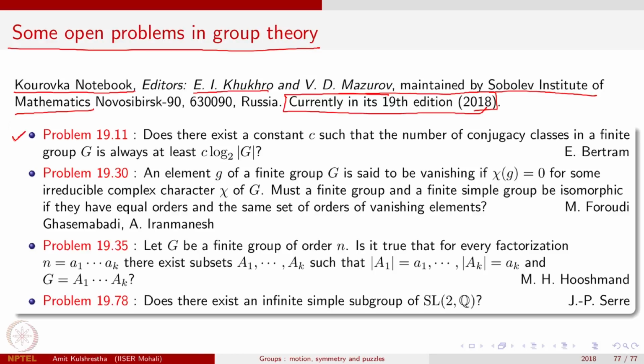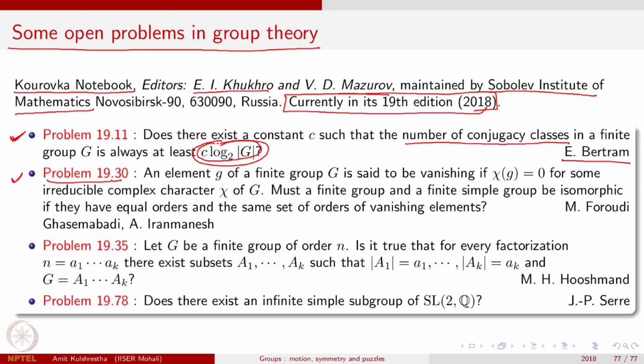So this is problem 19.11 from Kurovka's notebook, which asks: can you estimate the number of conjugacy classes for finite groups? Can we actually express the number of conjugacy classes as some constant times log of the group size? Sounds quite interesting. We are counting conjugacy classes, how many conjugacy classes there are in terms of log of group size. Looks interesting. This problem is attributed to E. Bertram.